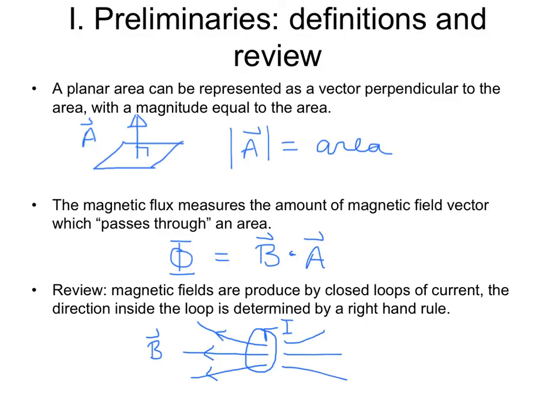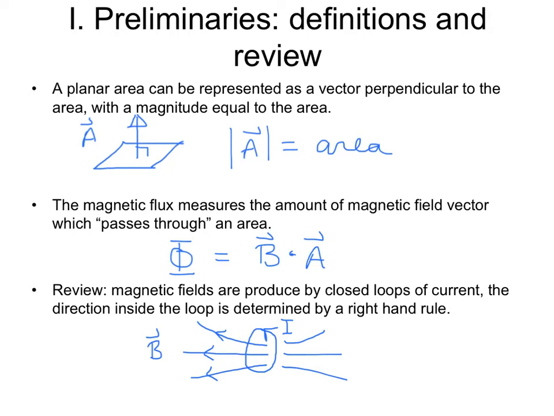Before we can start, we need to go over some definitions and review one topic. Now, the things we're going to define are the area vector. A planar area can be represented as a vector which is perpendicular to the area, and the magnitude is equal to the area. We're also going to define something called magnetic flux. Now, the magnetic flux measures the amount of the magnetic field vector which passes through an area, and you'll see what this means, passes through, in a little more detail when we discuss this.